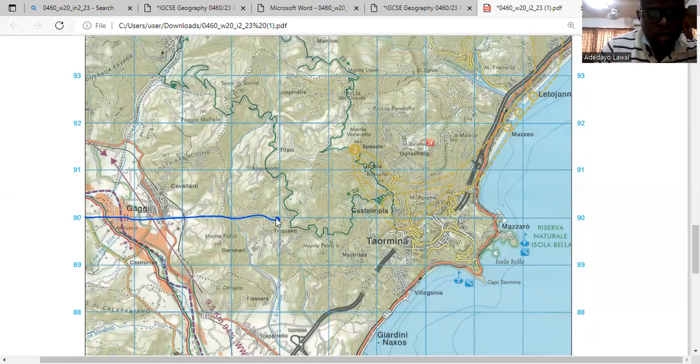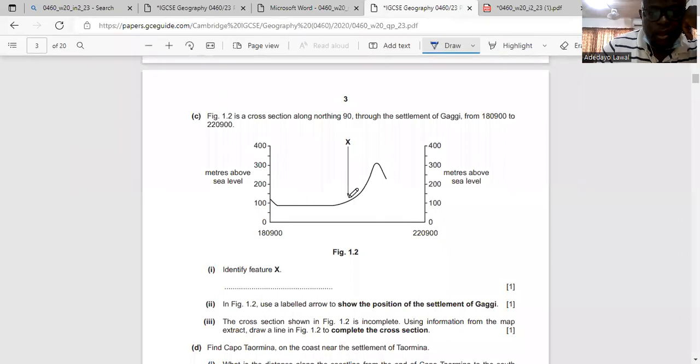So how do you now do it? Checking here, X, first and foremost, locate the height. What could be the height of this place? If you check it, this is like 100 meters above sea level, this point here. You don't need to be tracing because these are one mark questions. You just do your estimation. You need to strive for accuracy. So this is like 100. So come here.